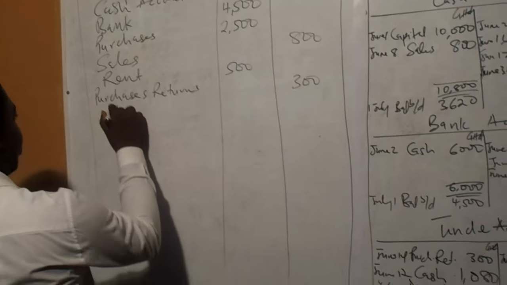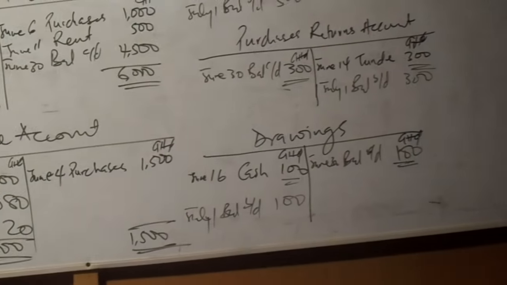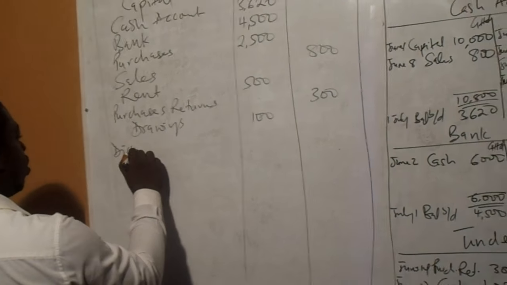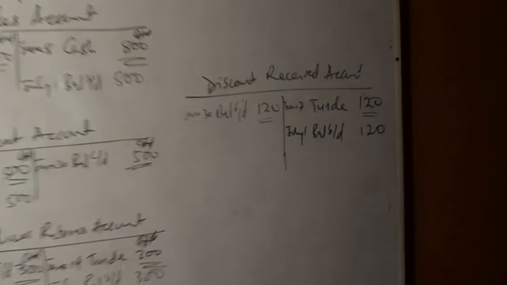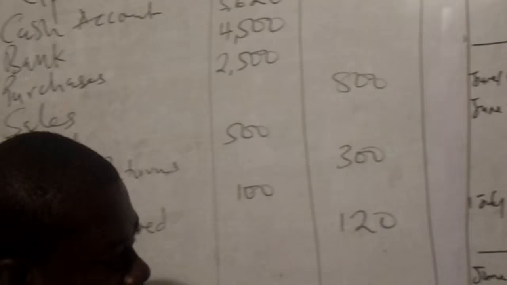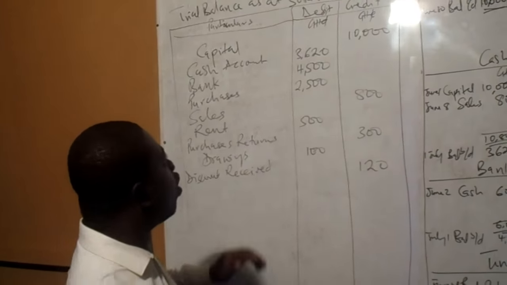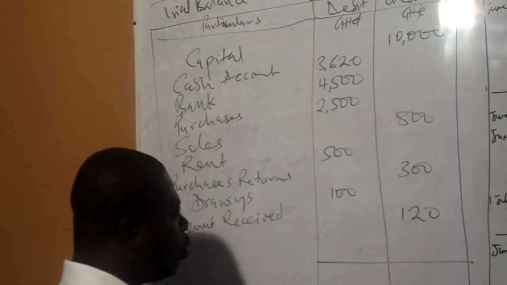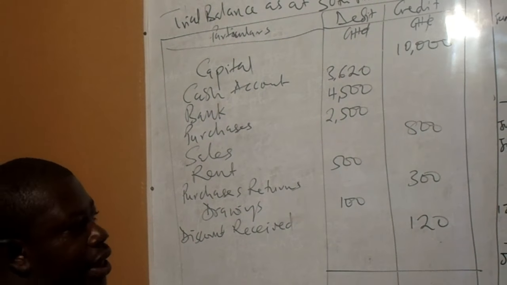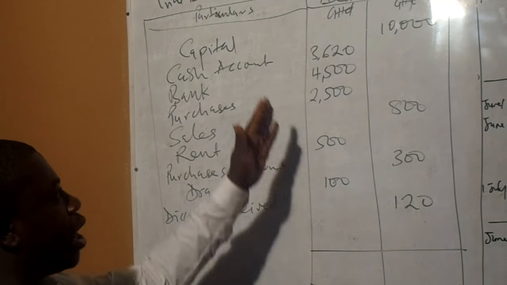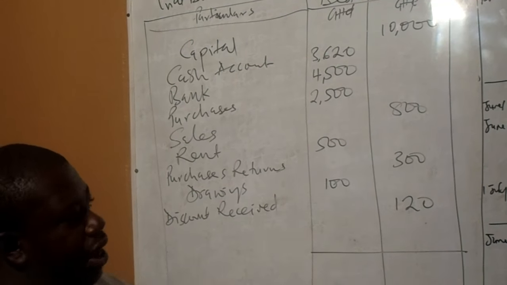Then we look at drawings. Drawings has a debit balance of 100. And then finally, we look at the discount received, which also has a credit balance of 120. So this is what we call a trial balance. At the end of the day, we should sum the two sides up. We should sum up the debit and the credit, and it is expected to be the same. It should balance. So the debit side should be the same value as the credit side.